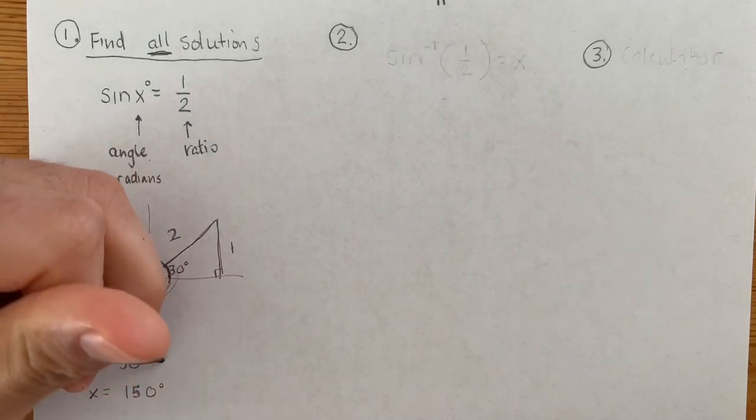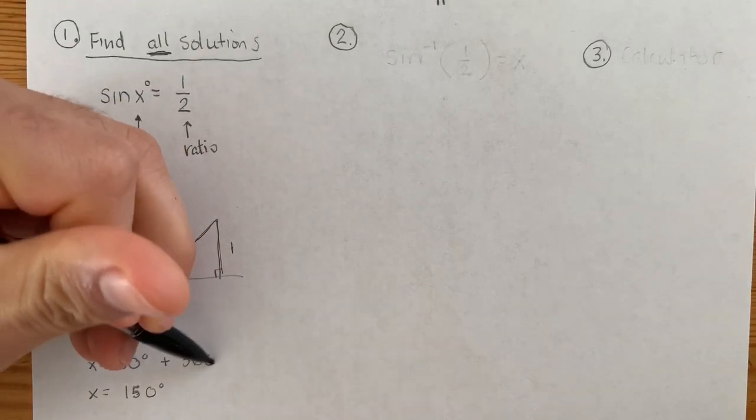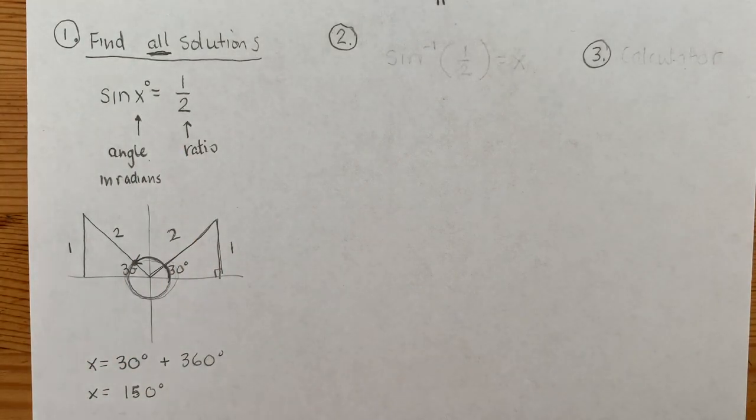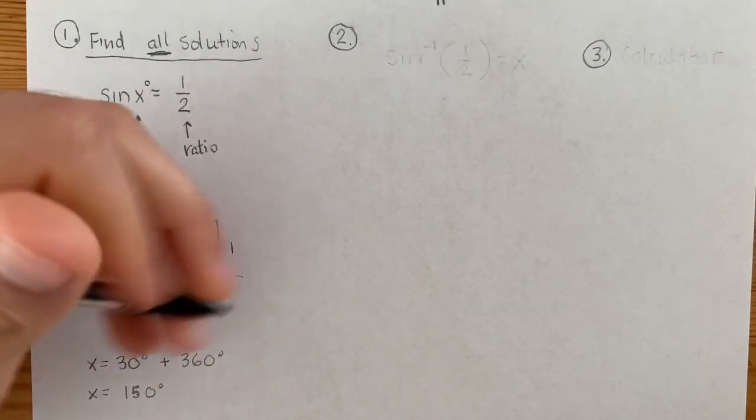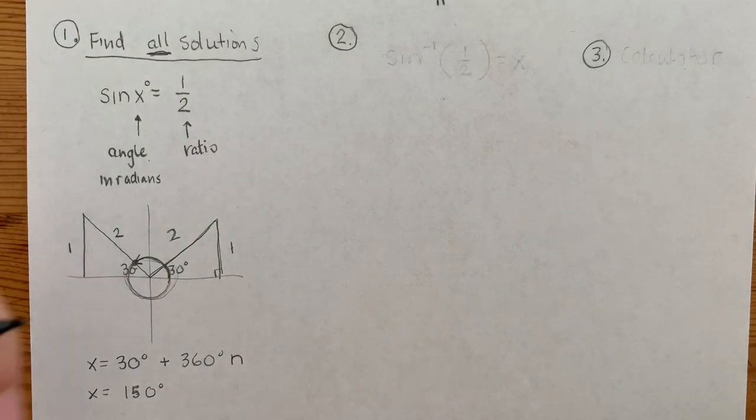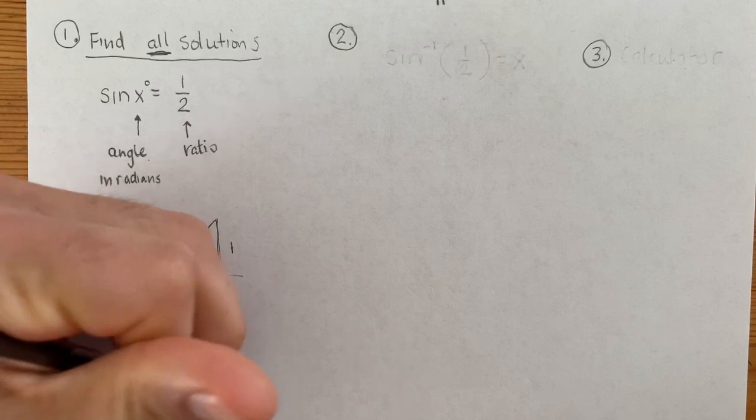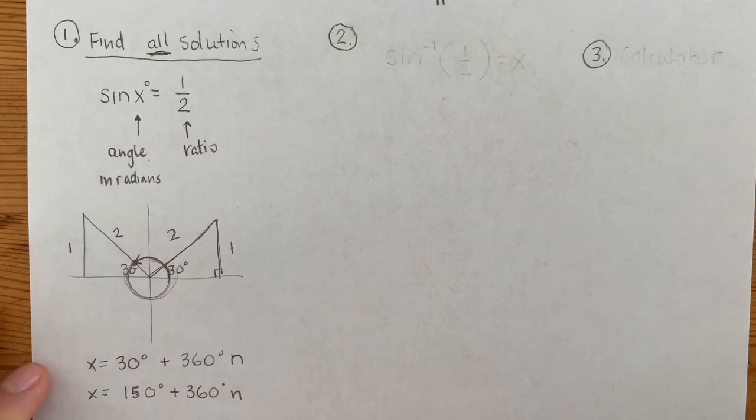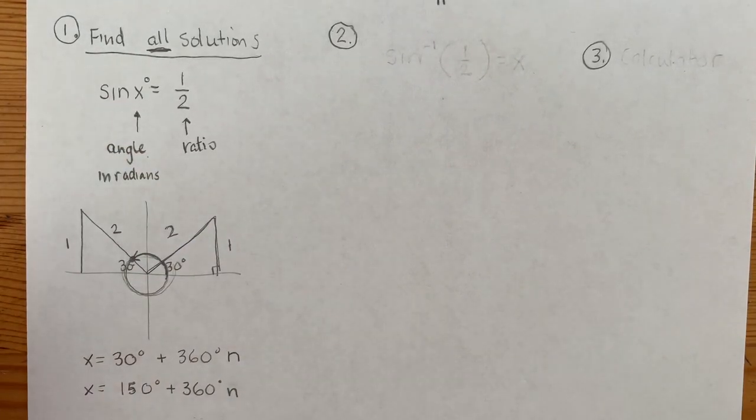So the answers here to make all solutions are really 30 degrees plus 360, and I would have another answer. But I can go around an additional 360, as many times as I want. And so I put an n there to say how many times I want to go around. That would be an answer. And same for the 150. So it's really 360 times n, which gives me an infinite amount of solutions here.